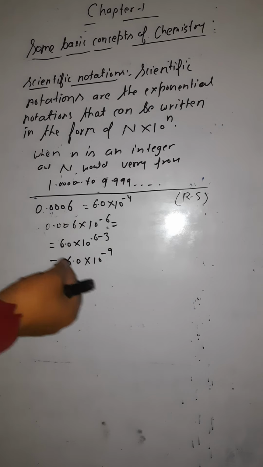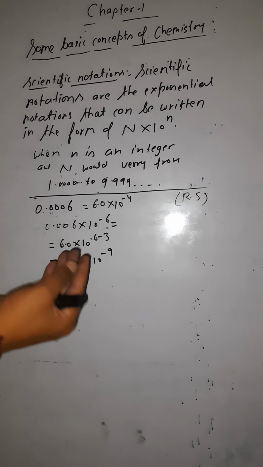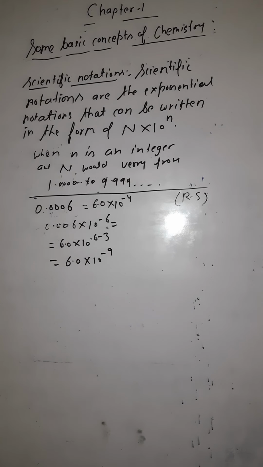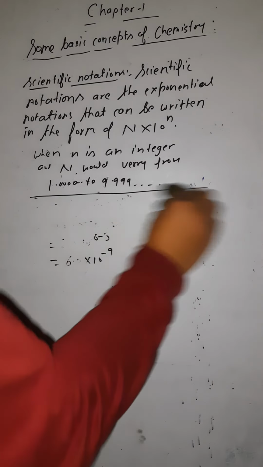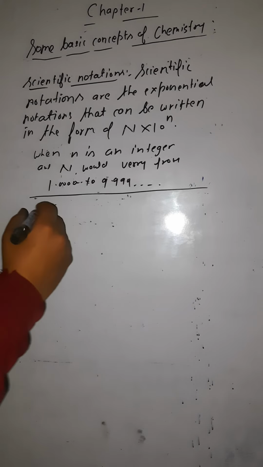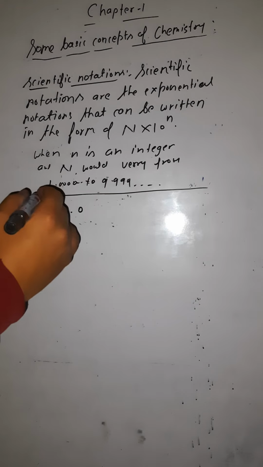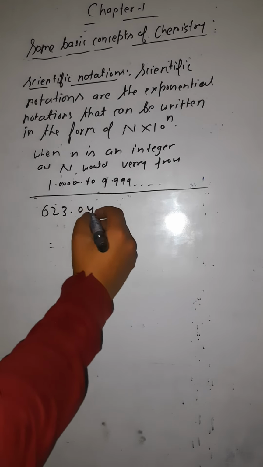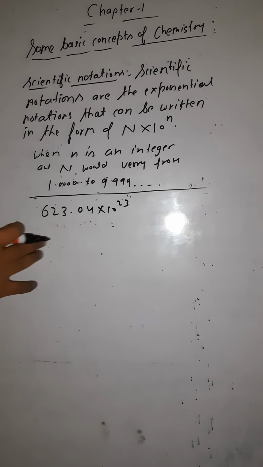Okay. Now here I am shifting the decimal towards the right. Let's say you have to shift the decimal towards the left. So how do you shift the decimal towards the left? That you would talk about now. Okay, now you have to shift the decimal towards the left. Let's say some exponential form: 623.04 multiplied 10 to the power, let's say it is 23. Now you are to write this in scientific notation.